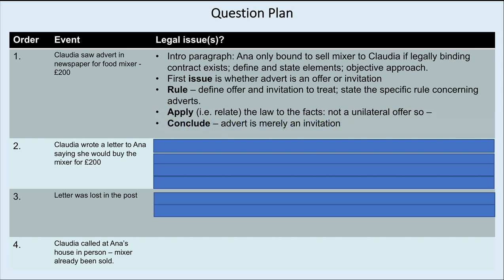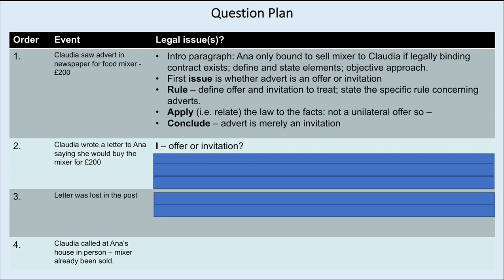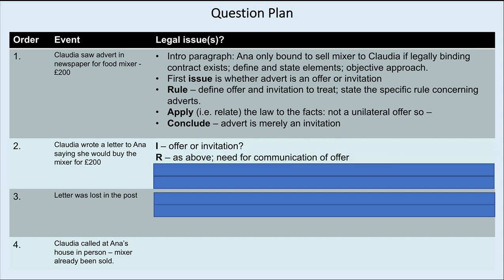Righto, well, next we're told that Claudia wrote a letter to Anna saying that she would like to buy the mixer for £200. Now, we're confronted with exactly the same issue again as before here. Is this an offer or is it simply an invitation to treat? Now, we've already discussed the law on that point, so you don't need to repeat what you've already said. There is, however, one further aspect here which actually arises at the next stage in the chronology, which you could mention at this point, and that's, of course, the need for communication of the offer. And again, you would perhaps quote cases such as Williams v Carwardine on that particular point.